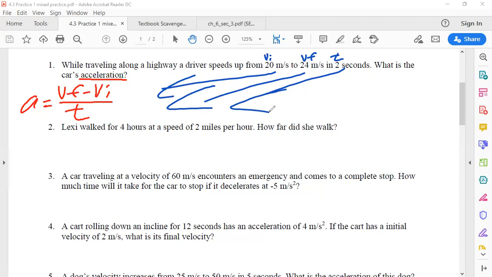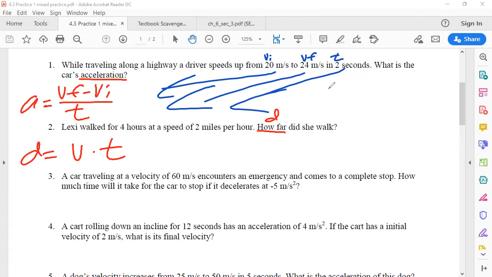For problem number 2, it says Lexi walked for 4 hours at a speed of 2 miles per hour. How far did she walk? What we are looking for here is how far. This is going to be distance. So we use our distance formula, D equals V times T. Then we find the values from the problem and punch them in there for step 2.